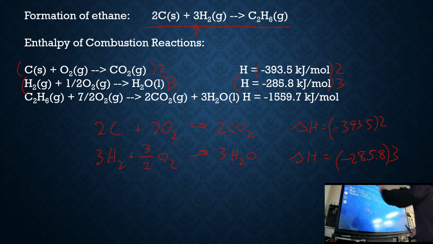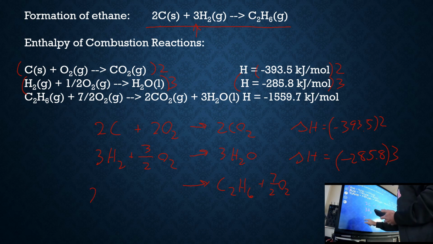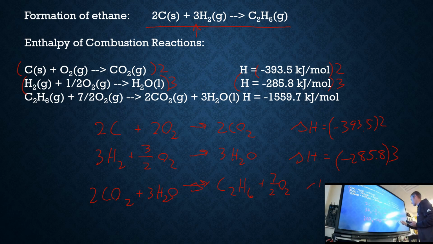Okay. Final reaction is the combustion of ethane. So C2H6 is a reactant, but we need C2H6 as a product. So we have to flip the third reaction, and it stays with 1 mole because we have 1 mole. 7 halves O2, and we have 2 CO2 plus 3 H2O. Delta H will get flipped because the reaction gets flipped.